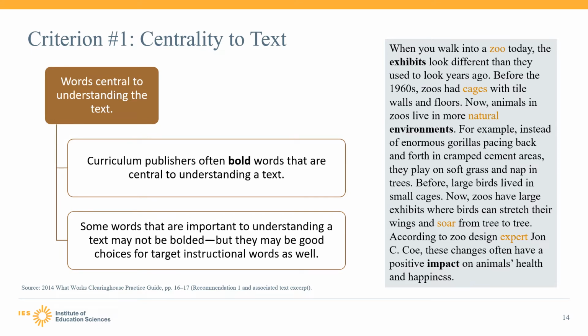There are also more illustrative words that might help students grasp the overall picture of a topic text, including soar, which is highlighted here. And then expert also is an important qualification for this John C. Coe, who's cited as being somebody who's in a position of authority. And if you didn't understand the word expert in that context, then it might not make sense why this person's point of view was being pulled in.